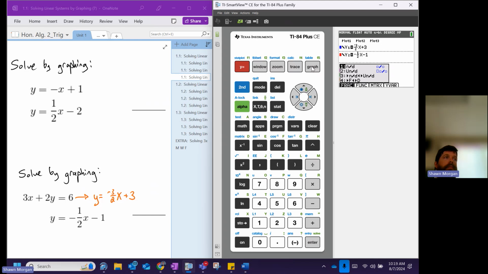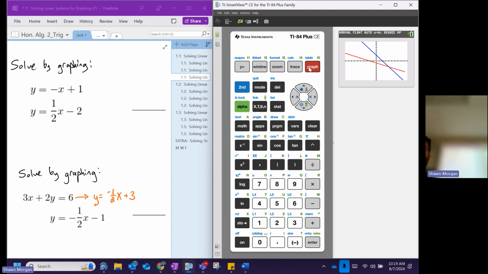How do you click enter? How do you do the enter? Oh, that's what I'm going to show you next. Great question. All right, so if you hit graph, isn't that nice and pretty? We got our two lines graphed out. One's in red and one's in blue. That's why we like the color edition.